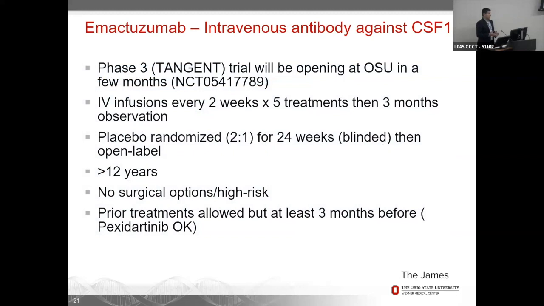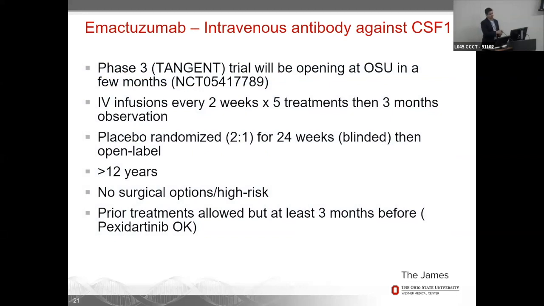So one of the drugs in this category is emactuzumab. This is an intravenous antibody against the CSF1 receptor. The phase 3 trial will also be opening here at OSU in the next few months. We were selected as one of the sites, and they will be testing IV infusions every 2 weeks for 5 treatments, and then a 3 month observation.